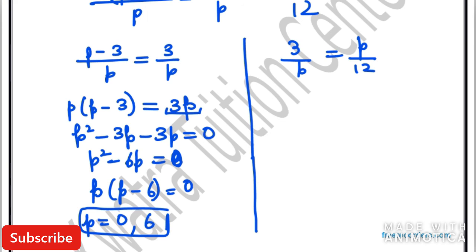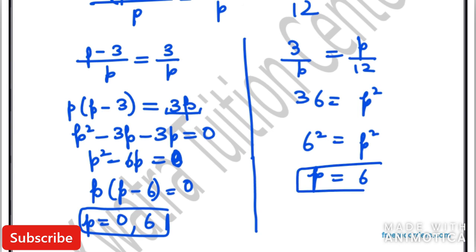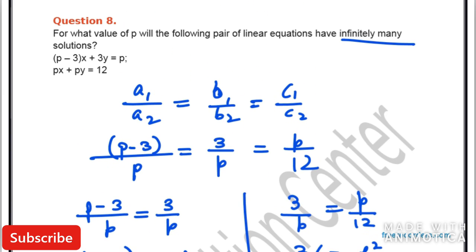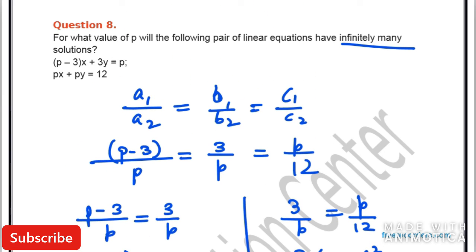Now from the second equation, again we need to use cross multiplication. So it will be 3 into 12, that is 36, equals p square. So 36 can be written as 6 square equals p square. So it could have the value 6. So from these two we can say that p could be equal to 6. So the right answer for this is p equals 6.